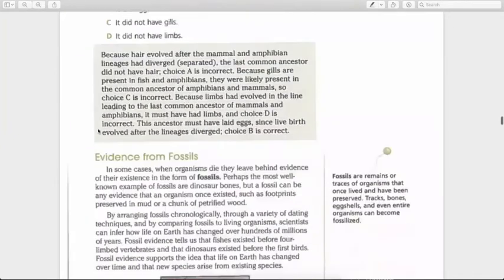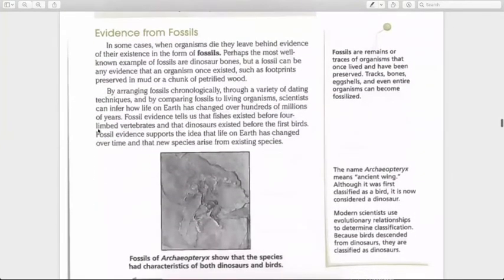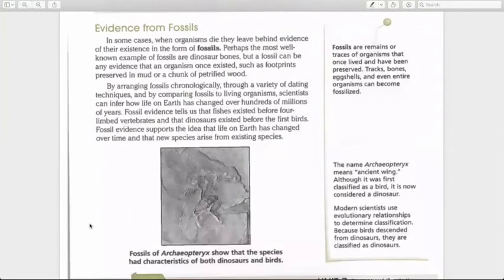Yay. All right. So going into evidence, now that we got the whole evolution happening thing and trees, let's look at the evidence. Again, let's look at the slide here. Some things to be aware of. Fossils are remains or traces of organisms that once lived and have been preserved. Tracks, bones, eggshells, and even entire organisms can become fossilized.